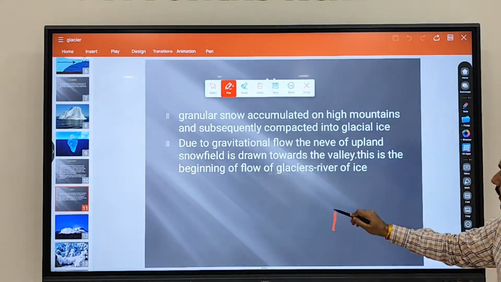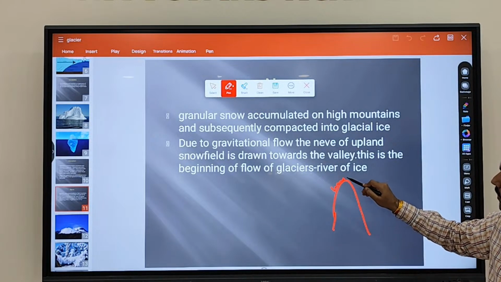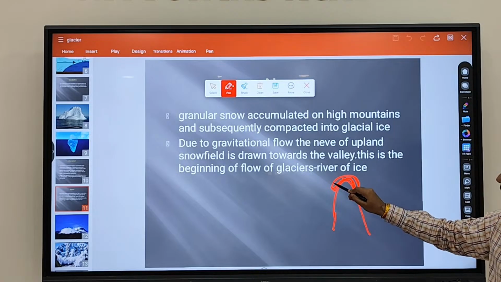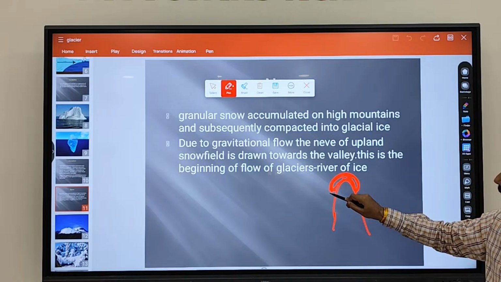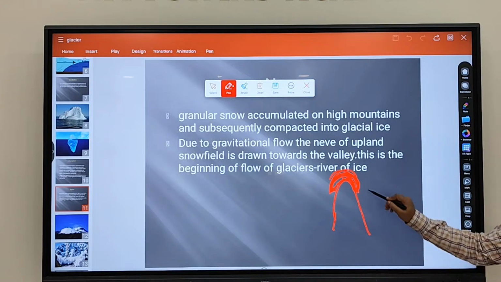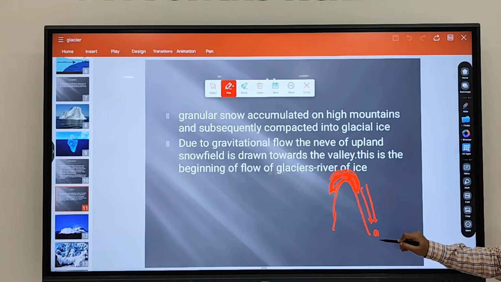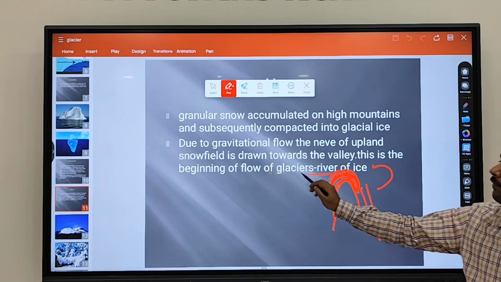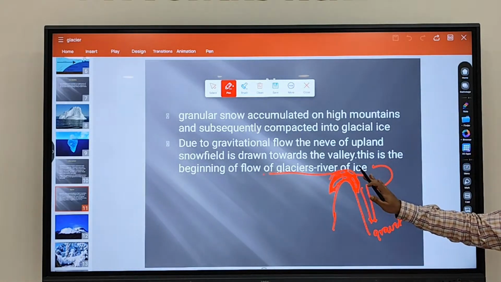So you are seeing like this. Now snow is being deposited over here. The snow is compacted into ice. When more ice is being formed, what will happen? It becomes thicker and thicker. When it becomes thicker and thicker, what will happen? It will come down under the influence of whom? Gravity. Because if its mass increases, gravity is going to attract it more. So that's why when it comes down, it is called a flow of glacier.